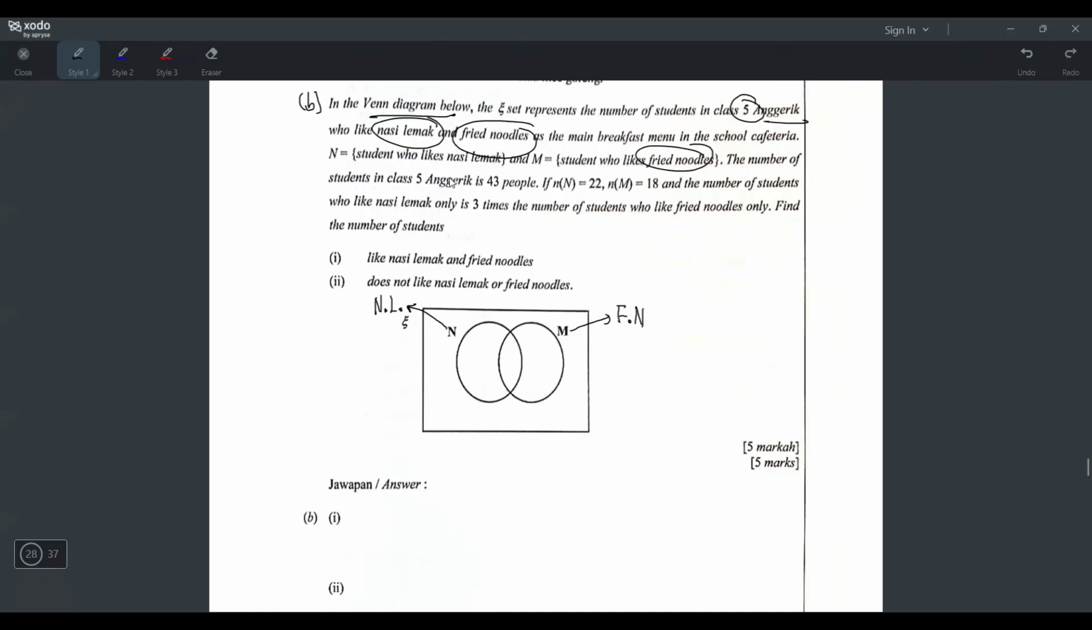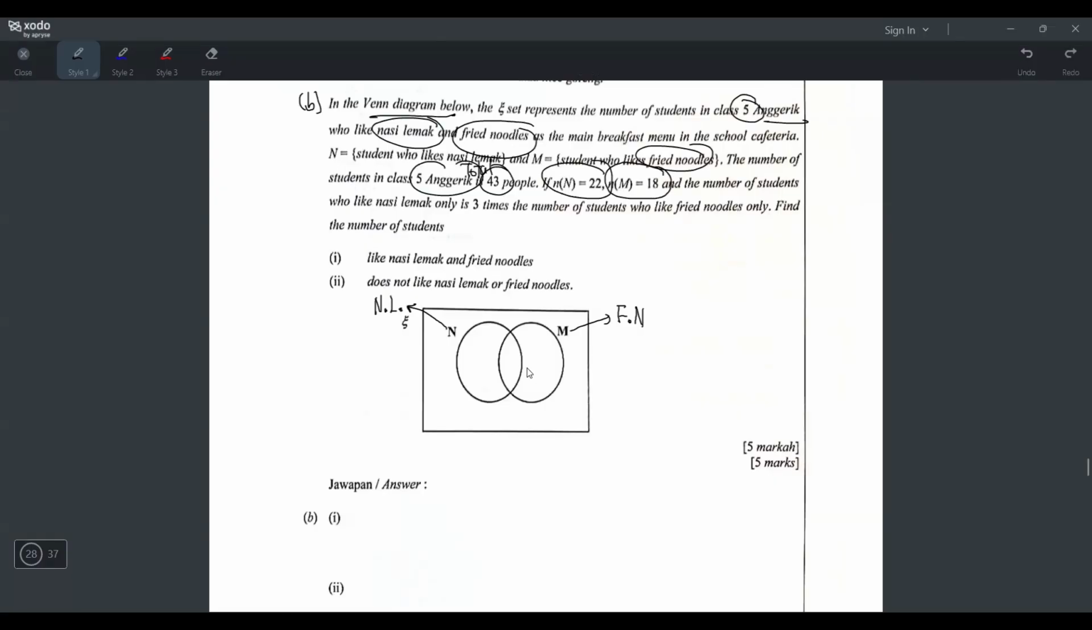And then the number of students in class 5 Hungaric is 43. I think this is the total, right? 43 is the total. It means here plus here plus here plus here, everything is 43. All right, next. If N is 22. This 22, you cannot write like this. You don't tell me, oh, sir, N is 22, so no, wrong. Because this 22 is here plus here, right? If you look at the region inside N, it's not just this region, it's including this region also. So you can't write the 22 like this. Same with the 18. The 18 is for M, but the 18 is not like this.